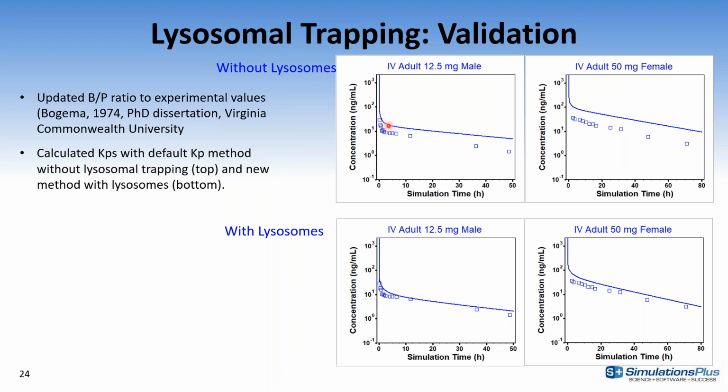Even though we have the experimental BP ratio now, we still have a mismatch on the volume of distribution. The new method with the lysosomes is bringing it much closer to the observed data. It's still not perfect. We have a little bit of mismatch for this compound here for the female physiologies, but it did bring it much closer, and the mismatch is much lower than if we don't account for the lysosomal trapping.